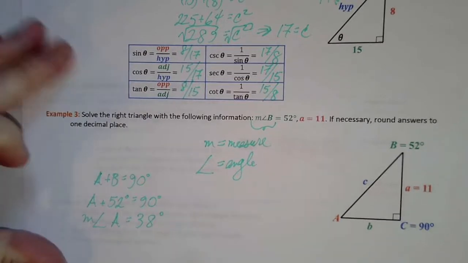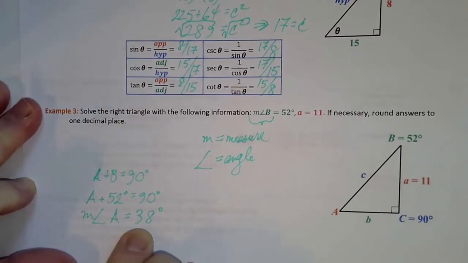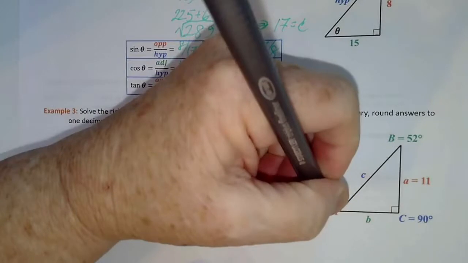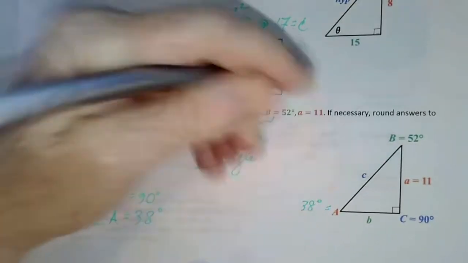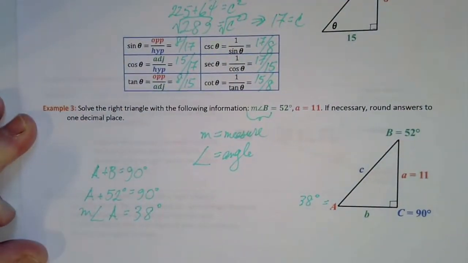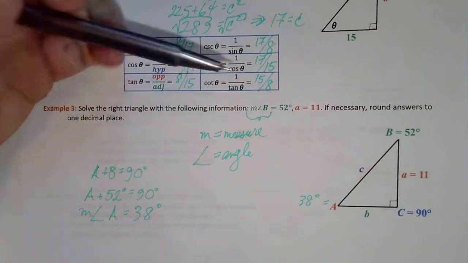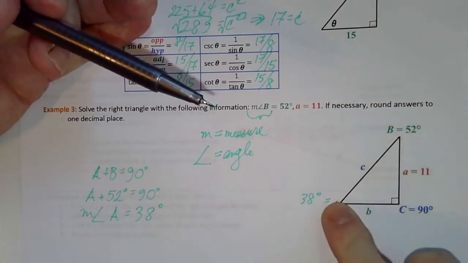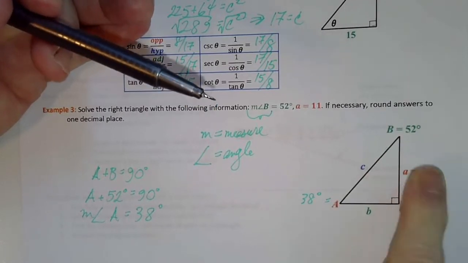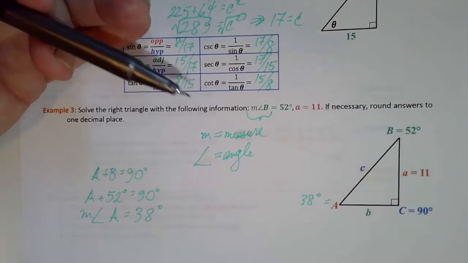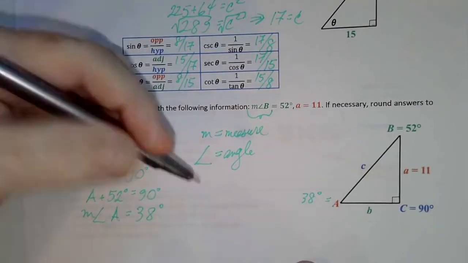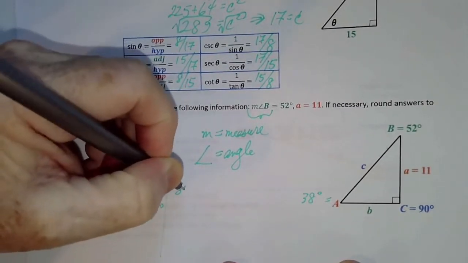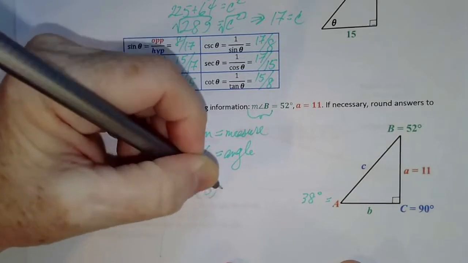Yes, okay, great. So we know that the measure of angle A is 38 degrees. And let's keep going. We want to know the 3 sides, and we only know one side so far. So let's figure out a trig function for either of these angles that involves the side A and only one other side. So how about we try this? Let's do the sine of B.